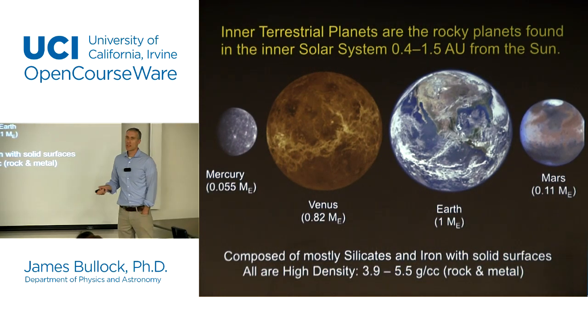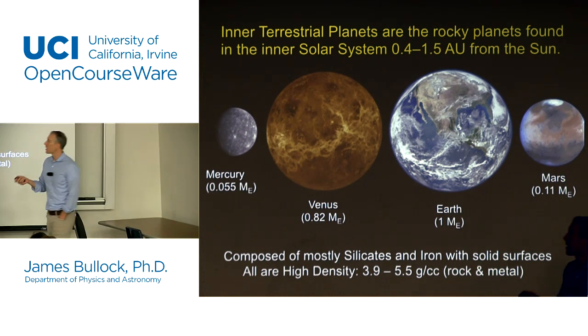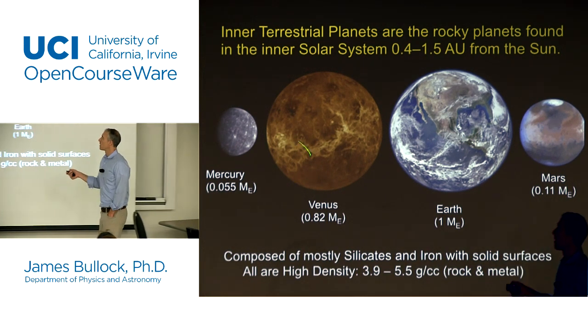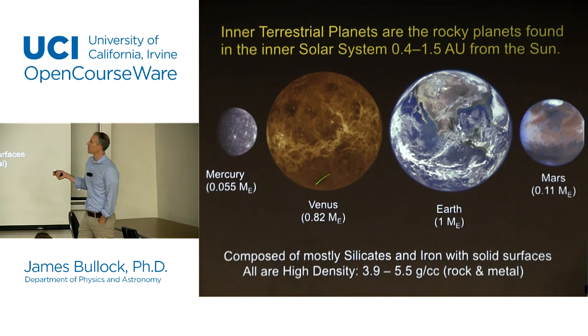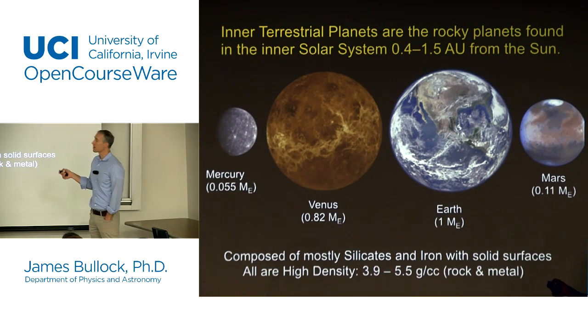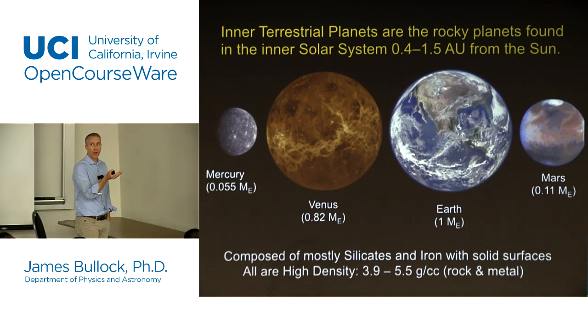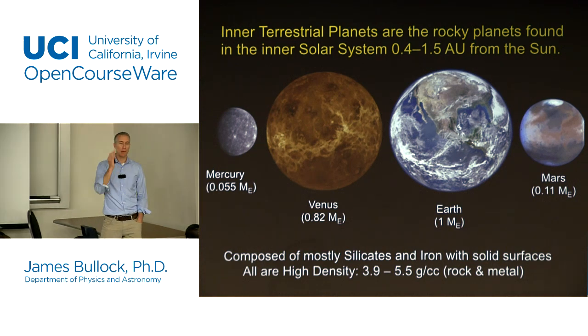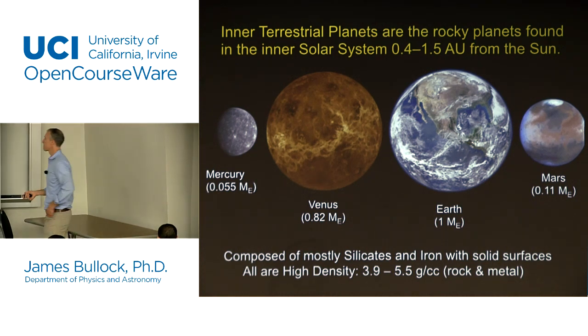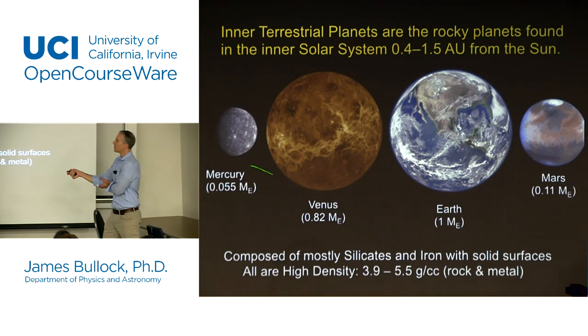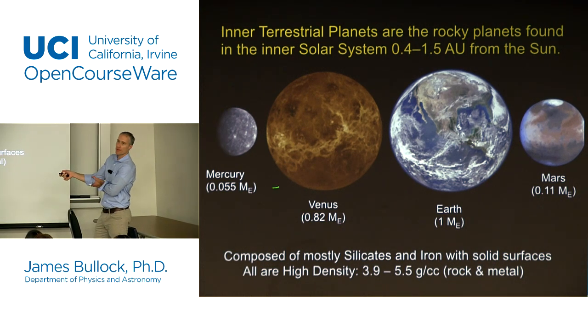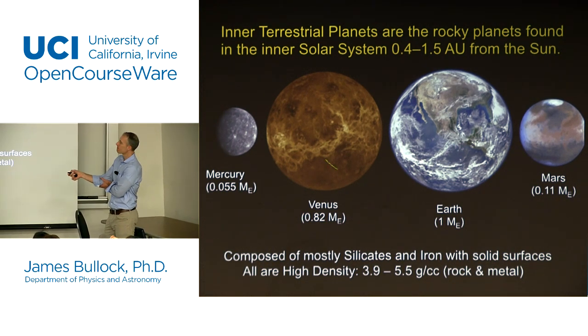Now, let's return again to these inner planets. Here are the inner planets of the solar system, the so-called terrestrial planets. They live from about 0.4 AU to 1.5 AU. Remember, an AU is the distance between the Earth and the sun. Mercury is only about 5% of the Earth's mass. It's this little bitty thing near the sun.